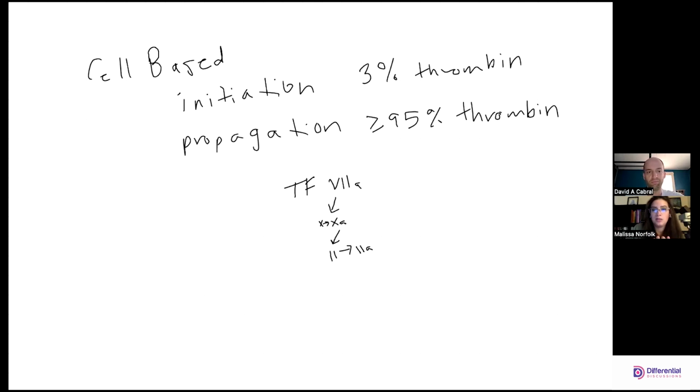And this roughly 3% thrombin generation that you initially get is really going to go off and activate factor 5, factor 10, factor 8. It can hit up 9. And don't forget that these are also going to activate factor 9.